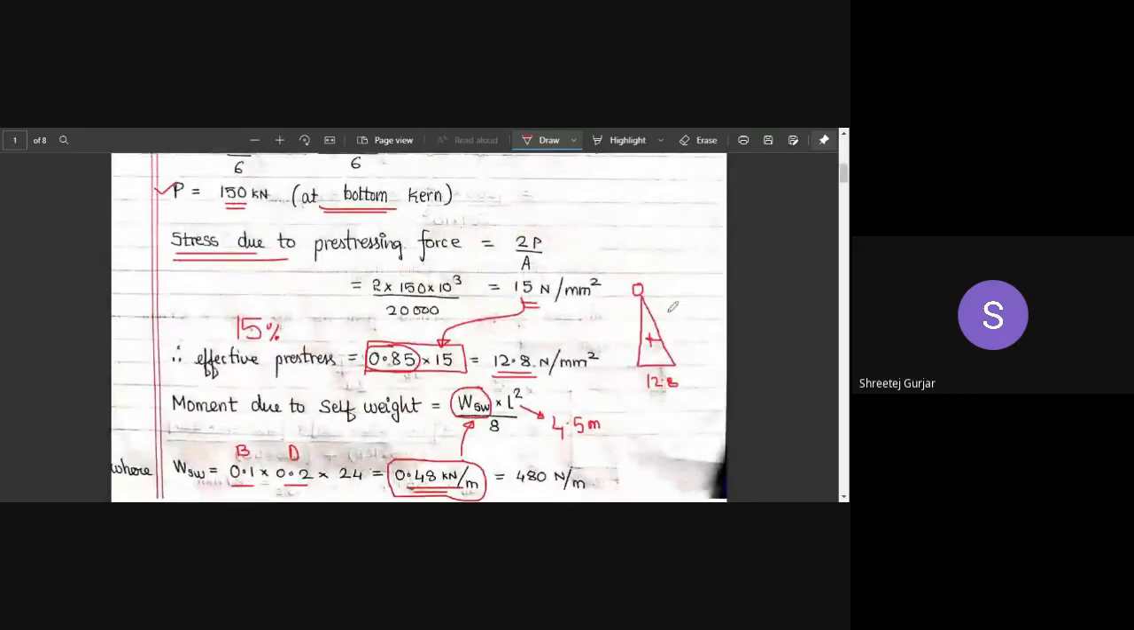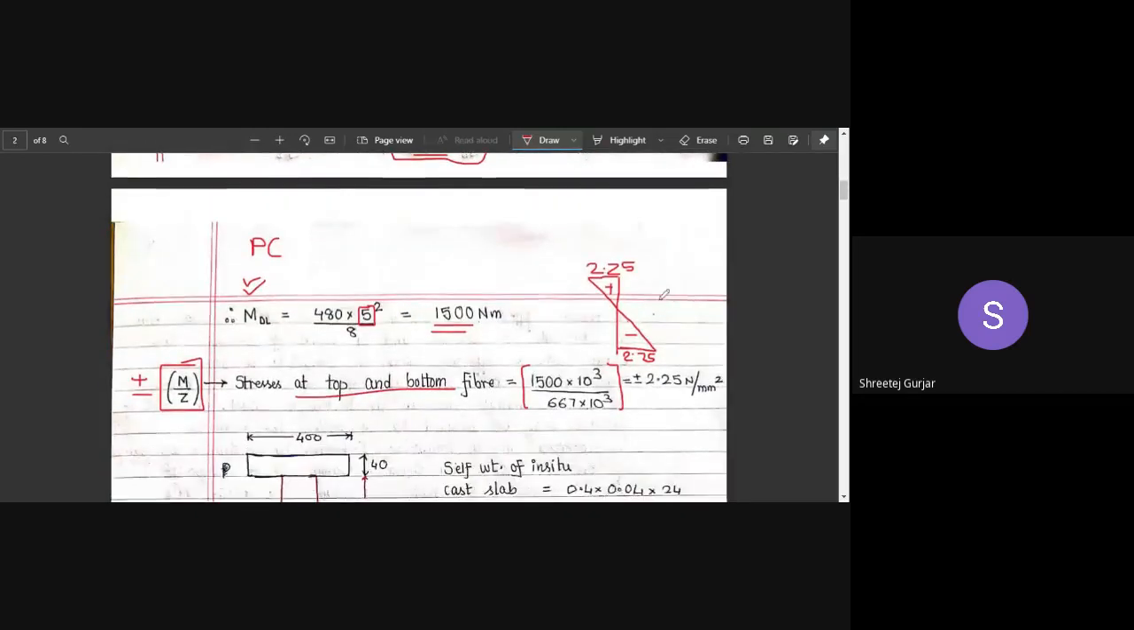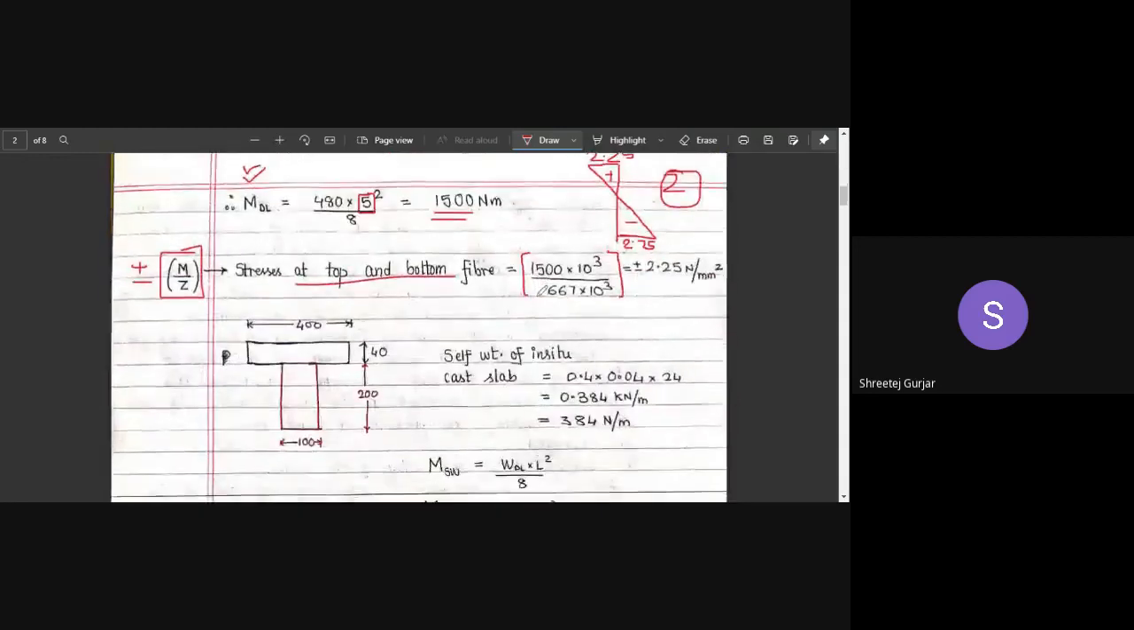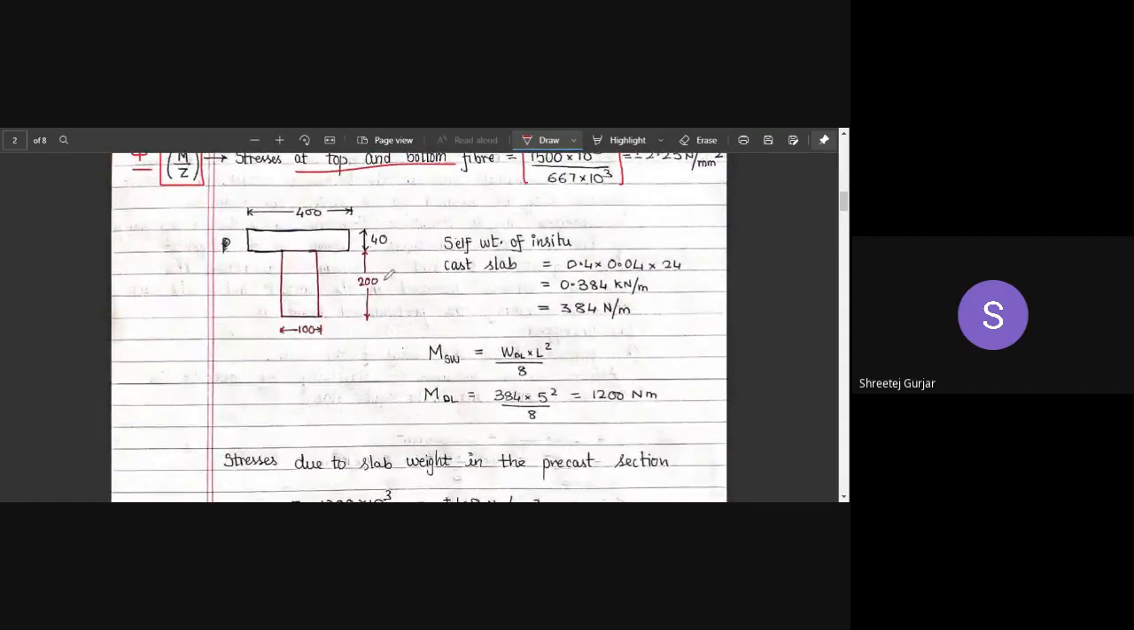So first is this one. This is the first one. Similarly, this is the second one. Okay. Now coming to the next thing. Now the next thing is also the same thing, but it depends on whether it is propped or unpropped.